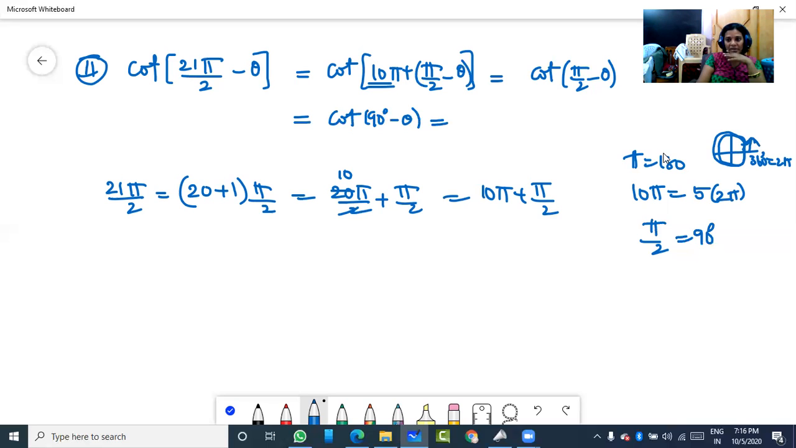In the first quadrant, all trigonometric ratios are positive. So this is equal to positive only. But here 90 is there. Cot becomes tan θ. It is in the first quadrant, so plus tan θ is the answer.